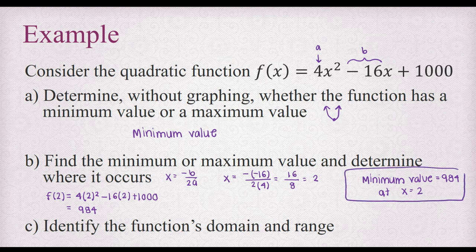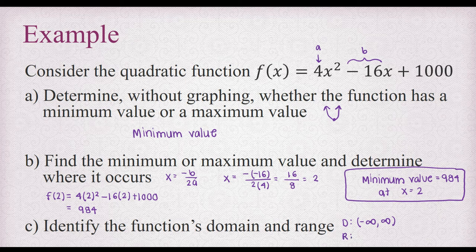So here's my answer. And then in part C, it says identify the function's domain and range. So once again, domain is never going to change here. It's going to go from negative infinity to positive infinity, because I can plug any value in for x and square it and get a real number. It's the range that's going to be different.